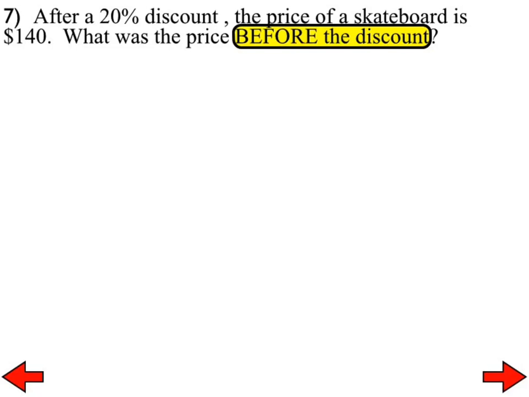So let's take a look at this. Most of you were listening and you didn't solve it. I didn't want you to solve it because if you had the incorrect method written down, you would have done a bunch of work for nothing. After a 20% discount, the price of a skateboard is $140. That's what the answer is after the 20% discount. We're trying to find what it was before the discount.